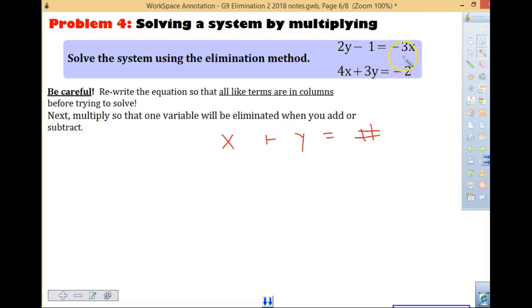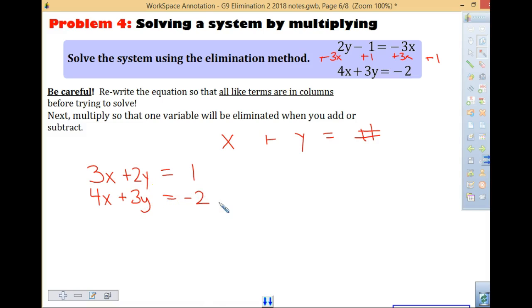So that first equation, what do I have to do to get the x on this side? Because I already have 4x here, right? So we're going to rewrite that first one, and we're going to add 3x to both sides. If I add 3x, I am now going to have 3x plus 2y. But I don't want the 1 on the same side as 2y, so I'm going to have to add 1. Equals 1. Second equation, is it in the form we wanted? 4x plus 3y equals negative 2.